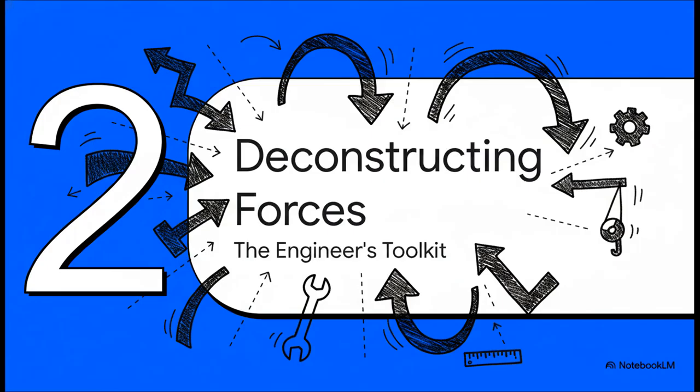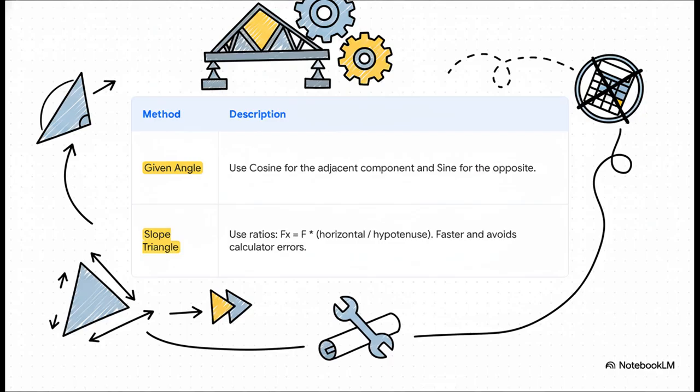Okay, so once we've made all the forces visible on our diagram, we need a toolkit to actually work with them. And that's because these forces, they rarely push in simple, straight lines. Nope, they come at you from all sorts of weird angles. So on this slide, you're seeing the two main ways forces are described. The first one, using an angle, yeah, that's pretty standard. But that second method, the slope triangle, that's what the pros use.